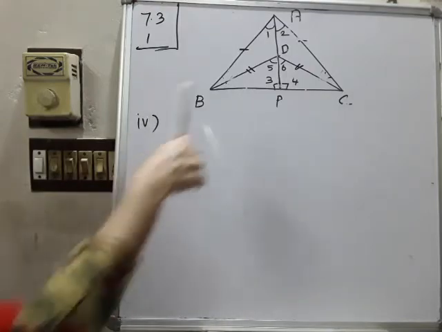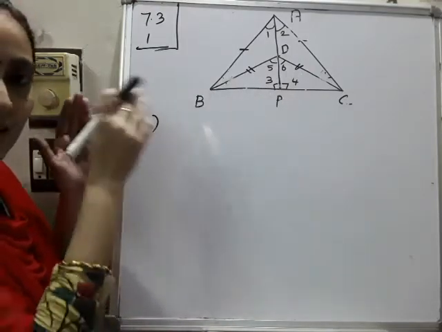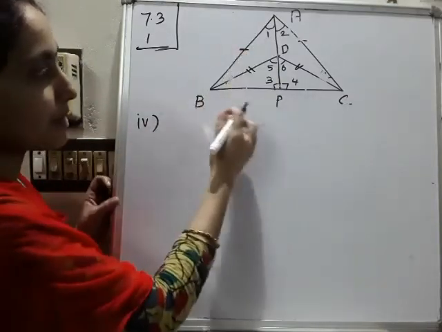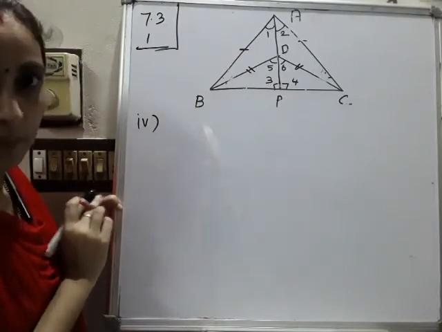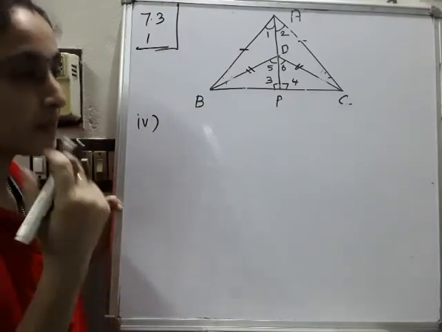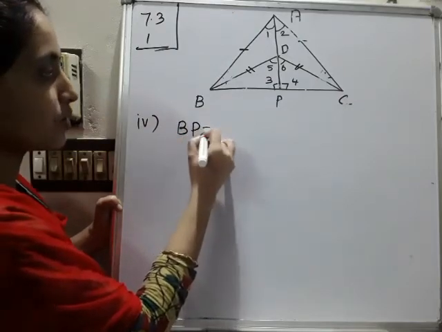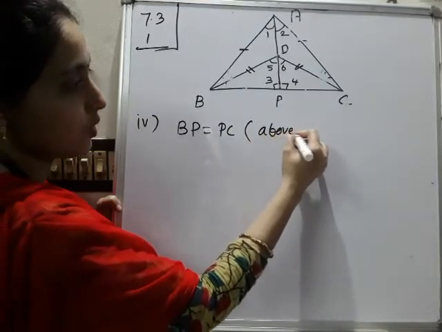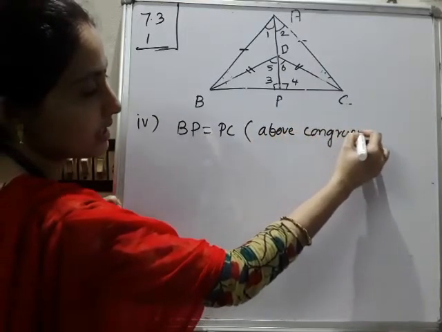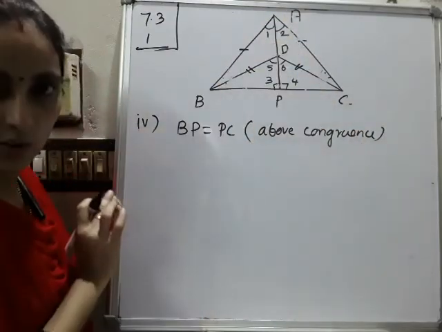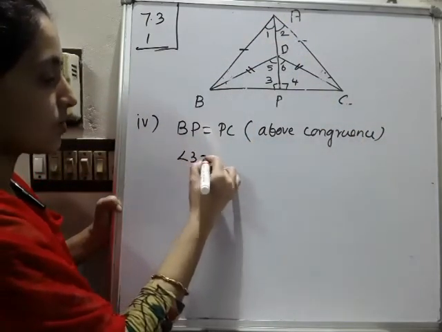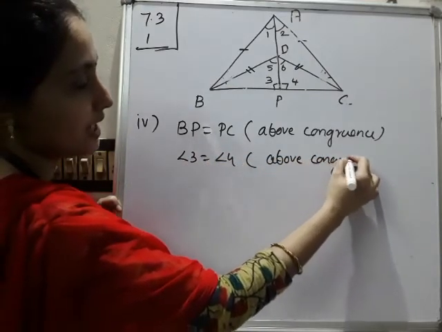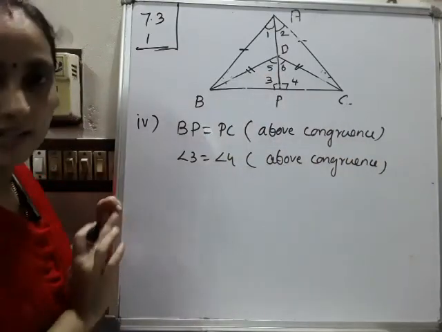Here we want to prove these two are right triangles. So by using the above congruence, we are using that. So the fourth one is what? AP is a perpendicular bisector of BC. Perpendicular bisector, so 90 degree also and equal. So we can write BP is equal to PC, by the above congruence. We already proved. While we are considering the big triangle, we can say these two are equal. Then one more. Angle 3 is equal to angle 4. That is also by above congruence.